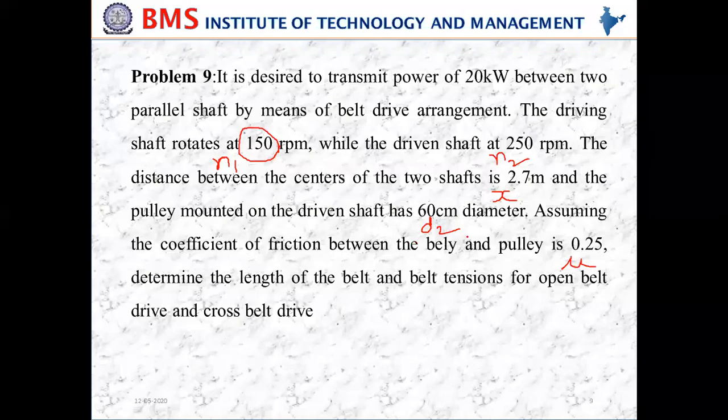The radius of the driven shaft is given, so you need to find R1 by using the equation N2 by N1 is equal to D1 by D2. From that equation you can find the R1.